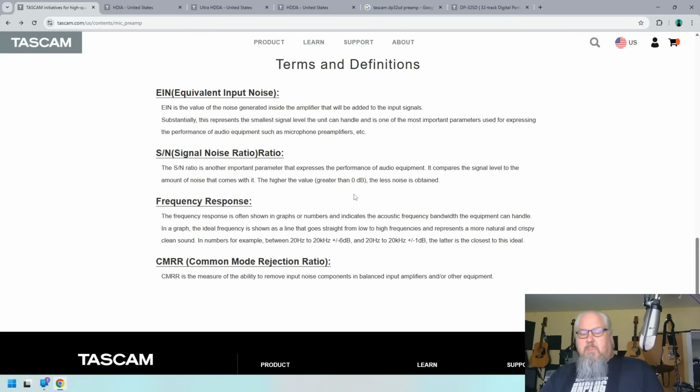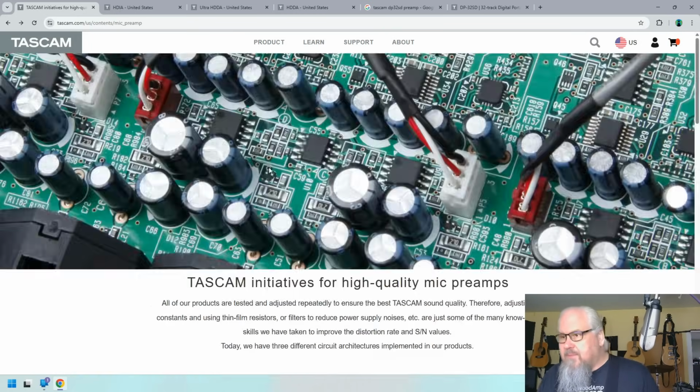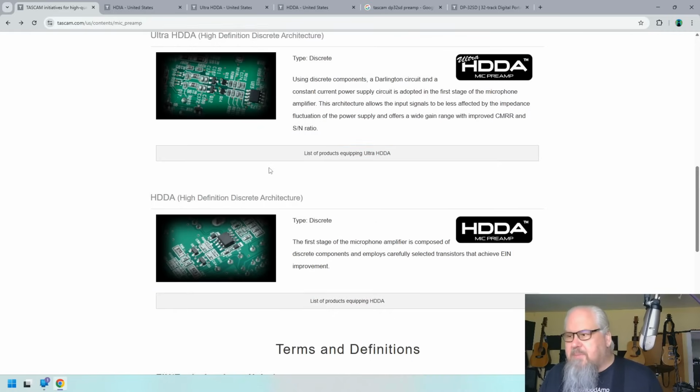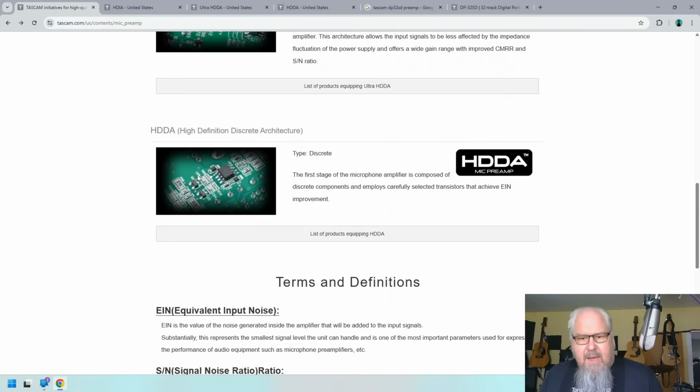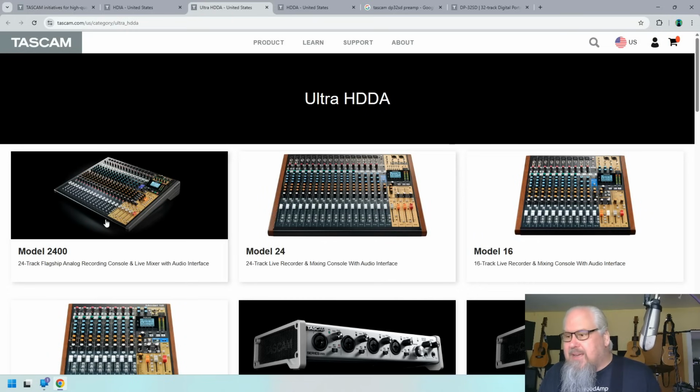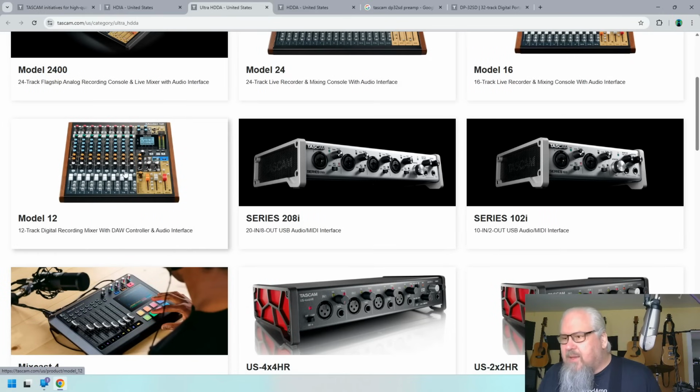So that is what the Model 24 uses. The DP32 does not use any of these. I could not find what the DP32 uses. So, and then you have the HDDA, which is not as great as the Ultra. That's all I know. So if I look at Ultra HDDA, you see you got 2400 has it, 2416, 12.